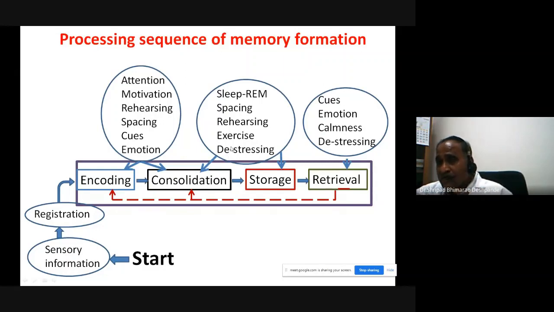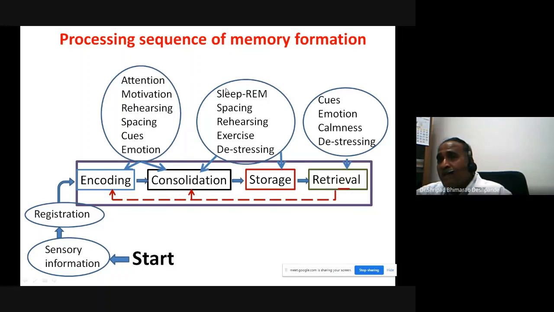The more important thing is you should not be stressed. A stressful mind cannot accept anything, I'm telling you. So the mind should be de-stressed, without any stress. Okay, so these are four components I mentioned for consolidation as well as storage.